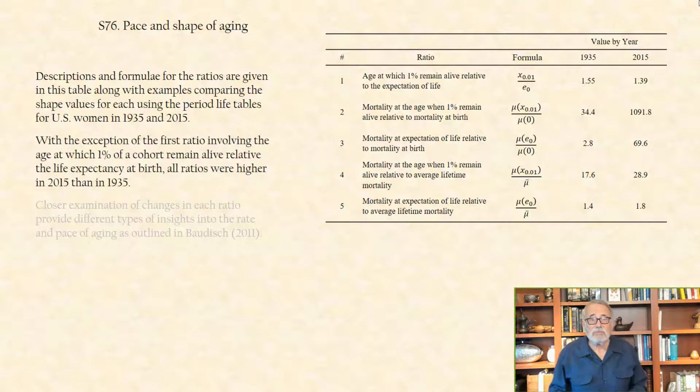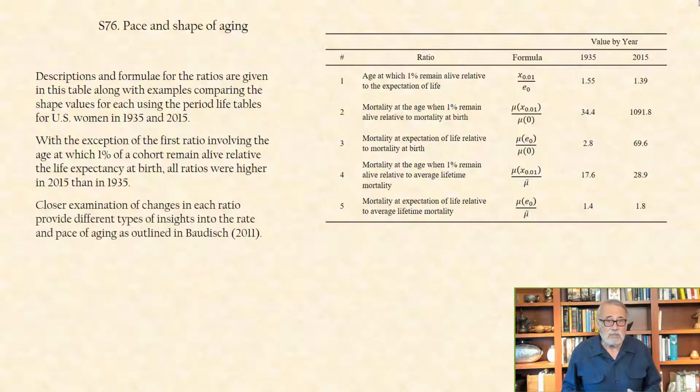With the exception of the first ratio involving the age at which 1% of a cohort remain alive relative to life expectancy at birth, all ratios were higher in 2015 than in 1935. And closer examination of changes in each ratio provides different types of insights into the rate and pace of aging as outlined in Bodish in 2011.